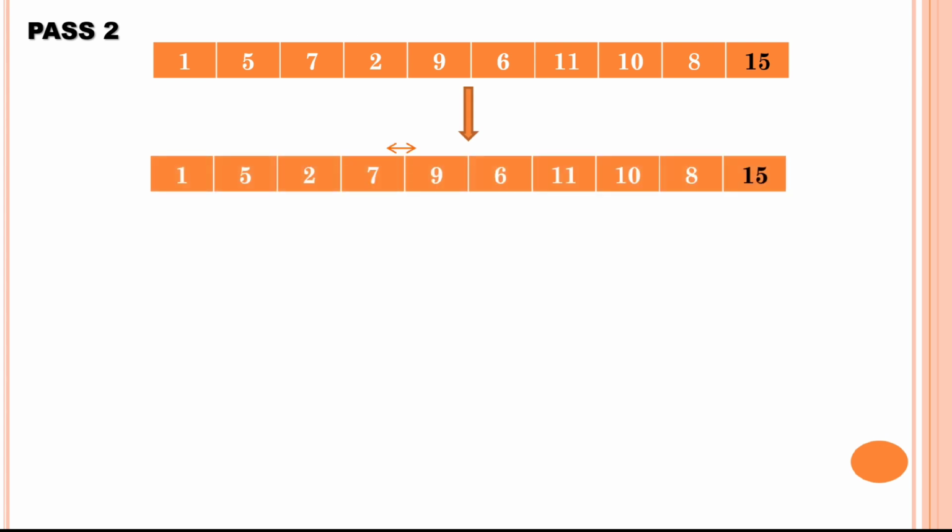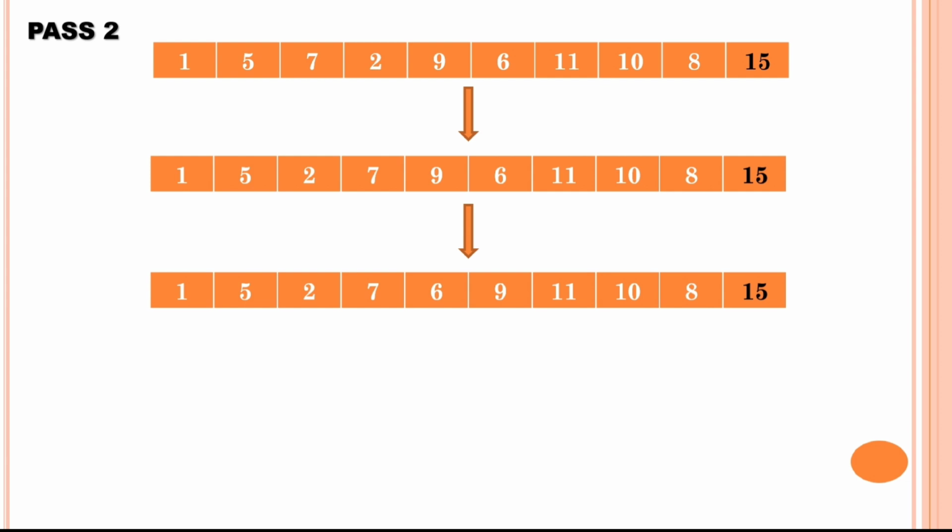Next 7 and 9. Again 7 is less than 9, so there will be no swapping. Next 9 and 6. Here again 9 is greater than 6. So there will be a swapping and we will get this list. Next, there is 9 and 11. Again 9 is less than 11, so no swapping.